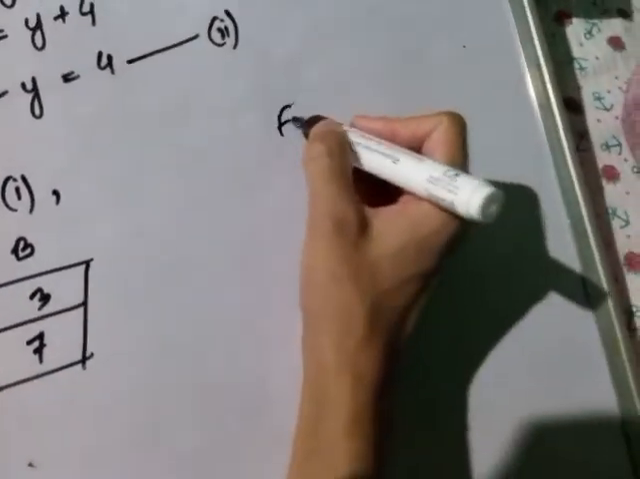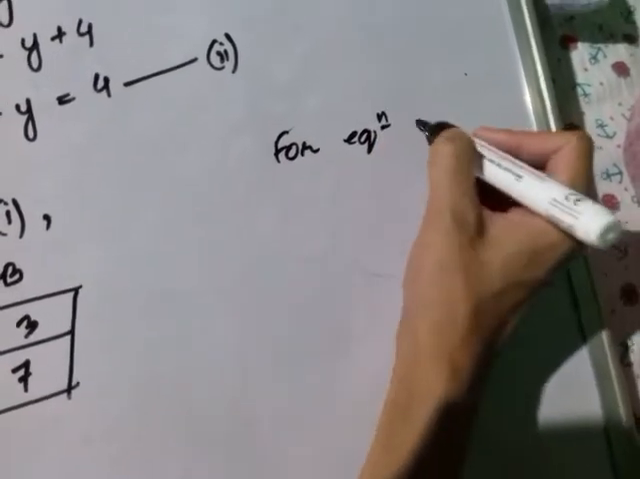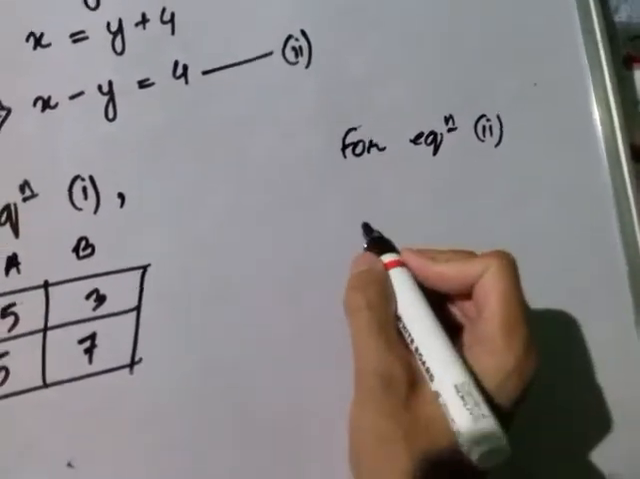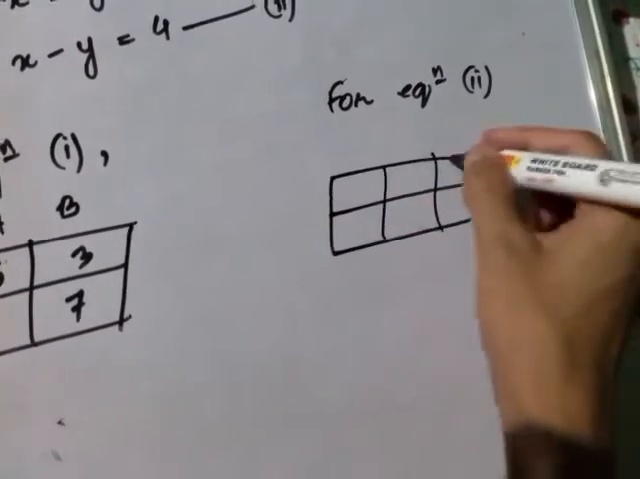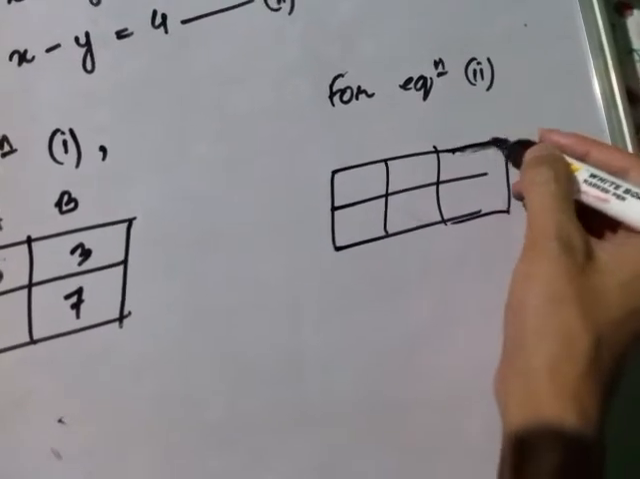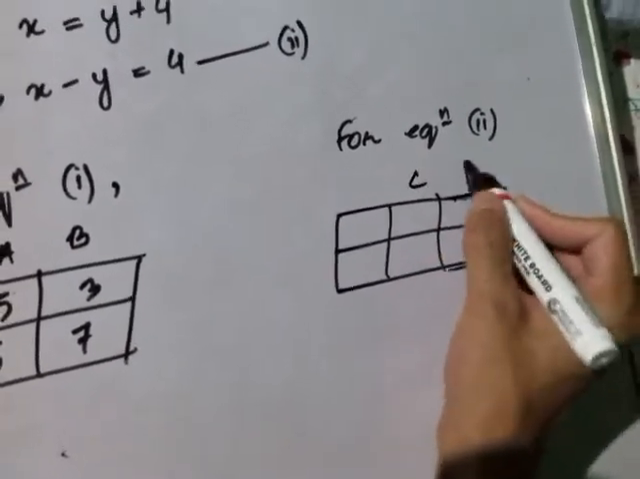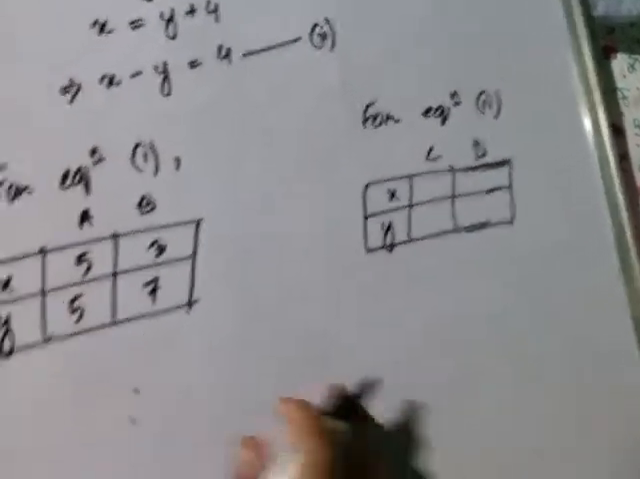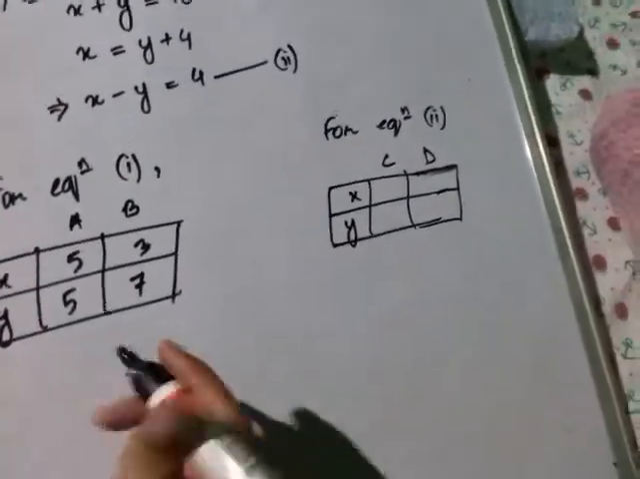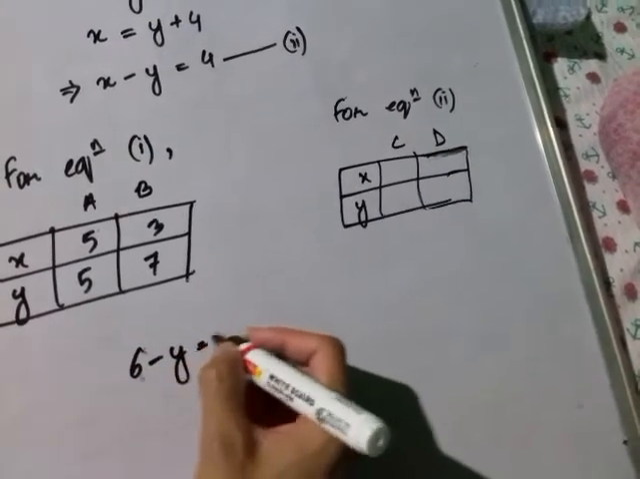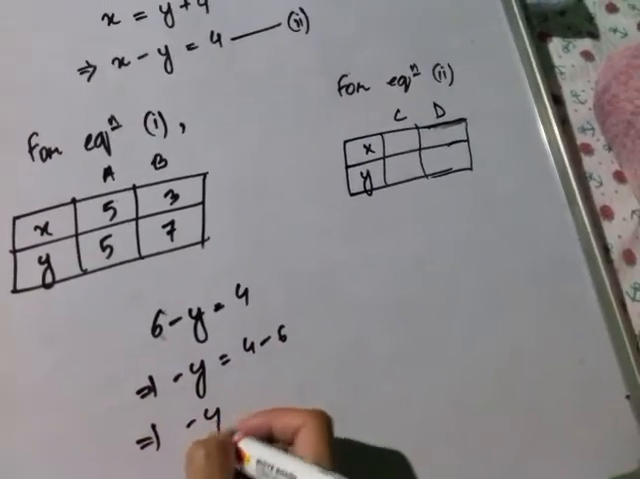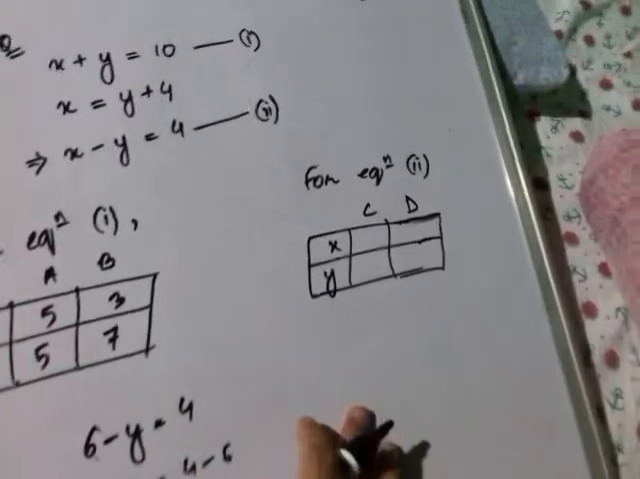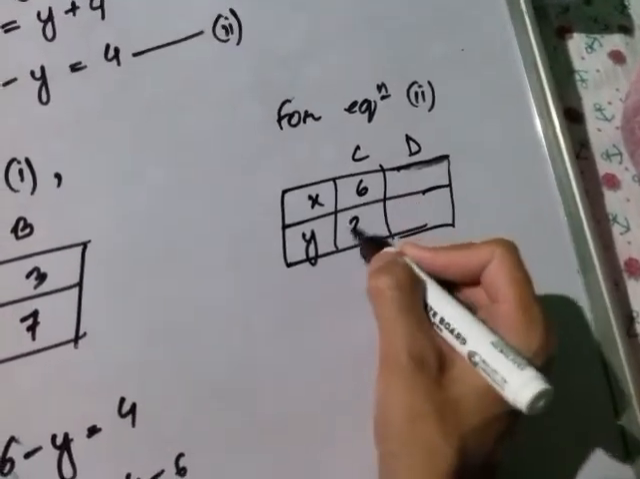Next, for equation 2, we will also make a box. This is c and d, and this is x and y. So for equation 2, if you take x as 6, 6 minus y equals 4. That means minus y equals 4 minus 6. Minus y equals minus 2. Minus minus will be cancelled. So if you take x as 6, y will be 2.